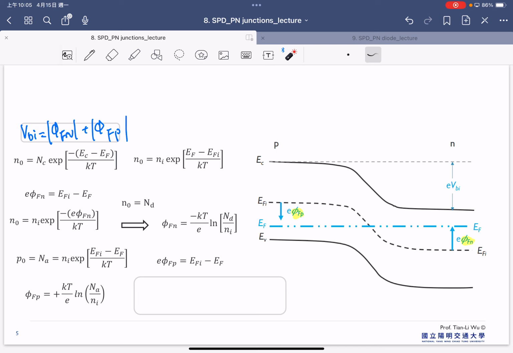And we already have the basic equations, where we already showed that n0 is equal to Nc exponential of minus this term over kT. And also n0 is equal to ni exponential of EF minus EFi over kT. And in the last line, we defined φFn as equal to EFi minus EF over e, and therefore this one becomes like this.